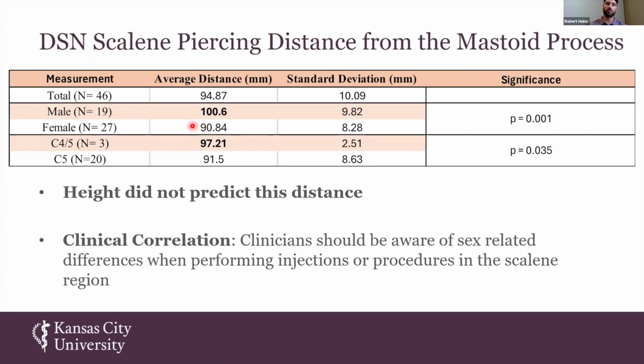So going to that vertical distance of where the dorsal scapular nerve appears out of the scalene muscles in relation to the mastoid process, we found that males had a greater distance than females, but we went a step further to see if height predicted this distance, and we found that height actually did not predict this distance. So correlating this clinically, we think that clinicians should be aware of sex-related differences when performing injections or procedures within this region.